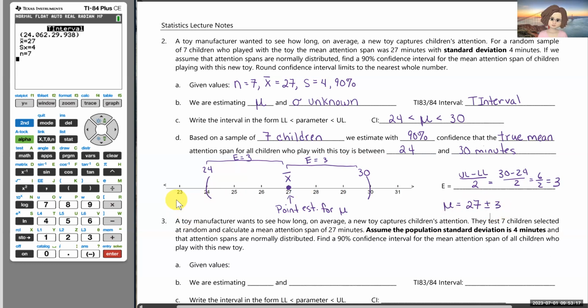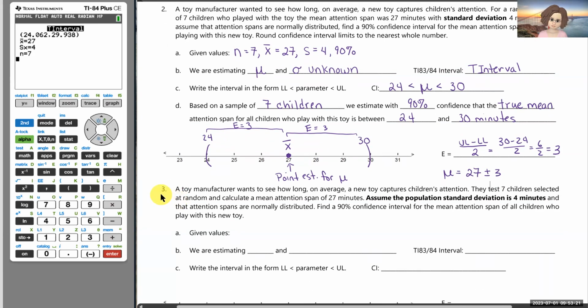Okay, so let's see how this compares to the wording here on number 3. A toy manufacturer wants to see how long on average a new toy captures children's attention. They test 7 children selected at random and calculate the mean attention span of 27 minutes. Assume the population standard deviation is 4 minutes and that attention spans are normally distributed. And again, find a 90% confidence interval.